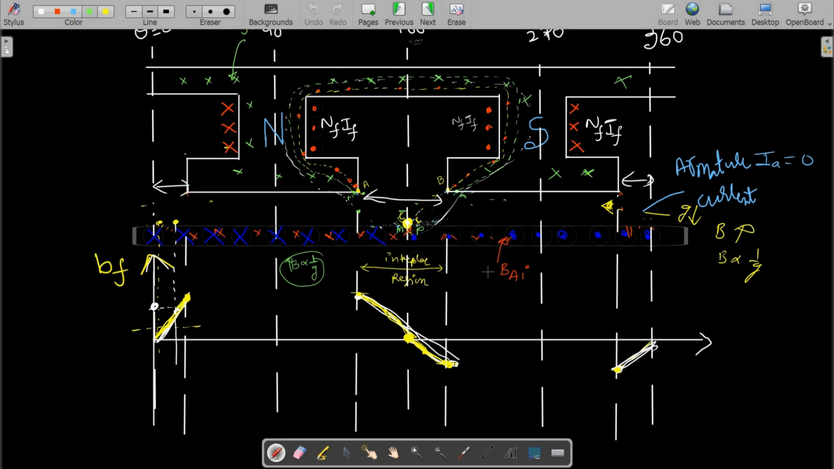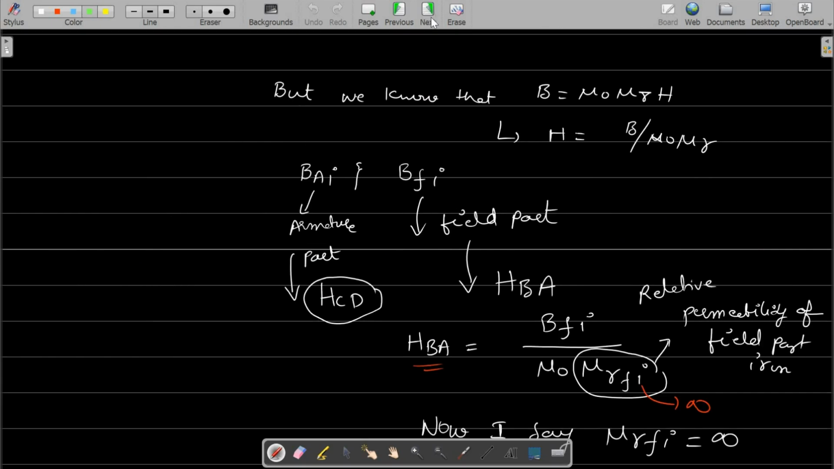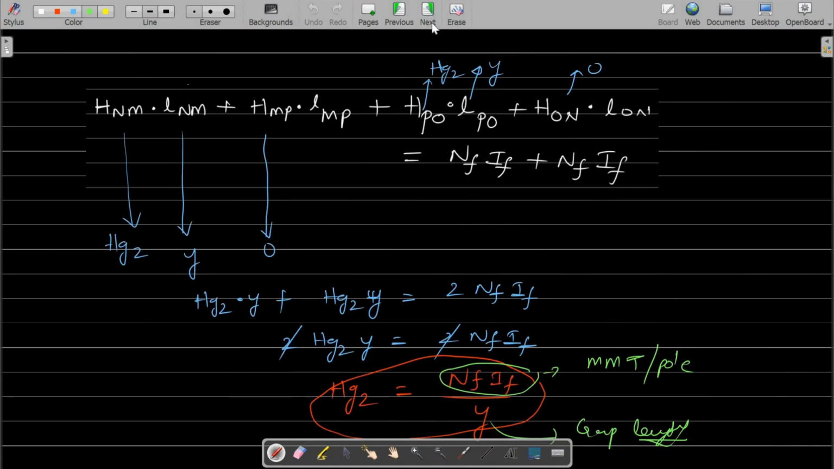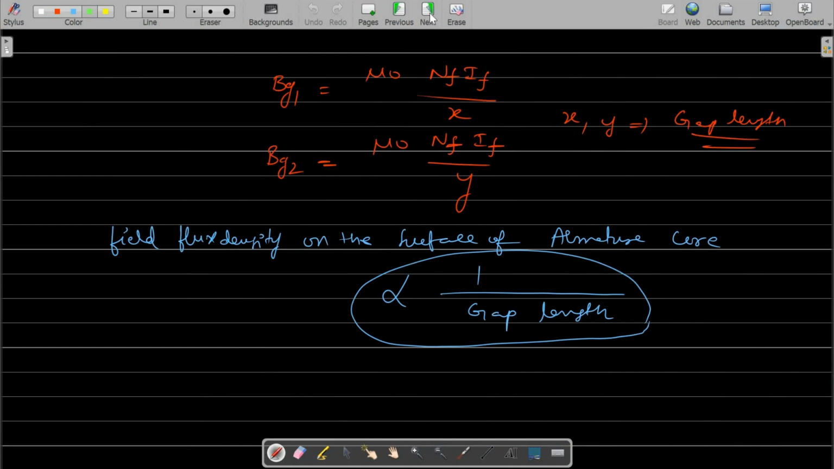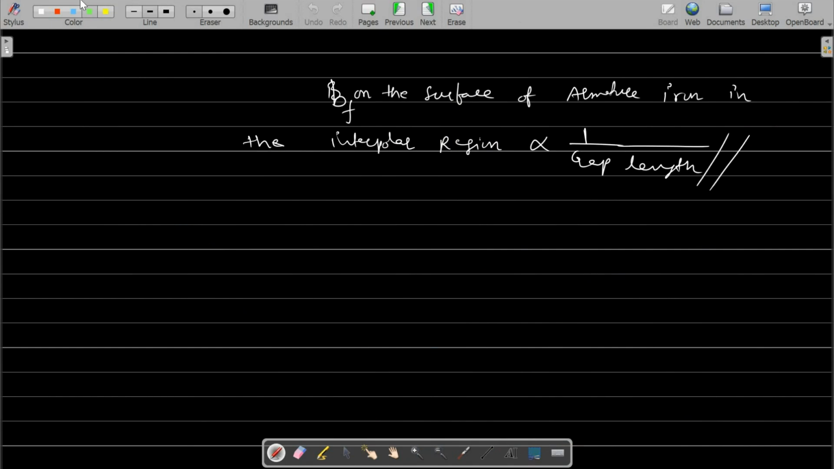You see, actually we have got the flux density distribution in the interpolar region. What is the equation that we have got? We have got Bg equal to mu 0 NF IF divided by G. This G is nothing but the gap length in the interpolar regions.